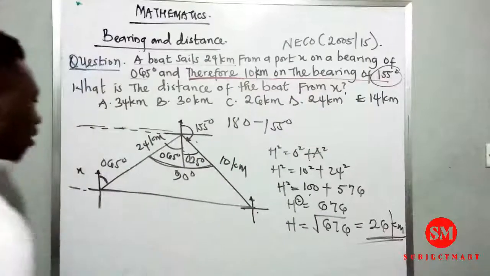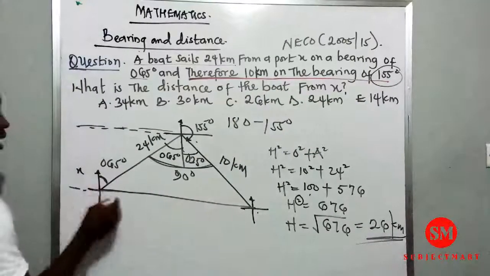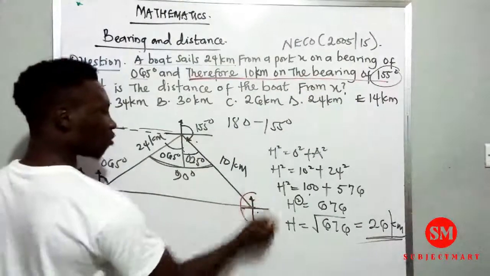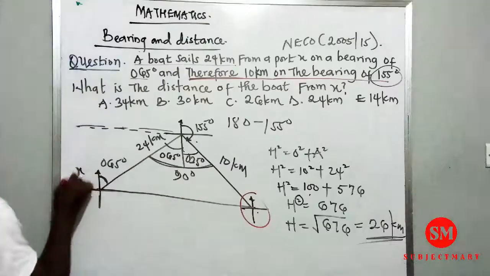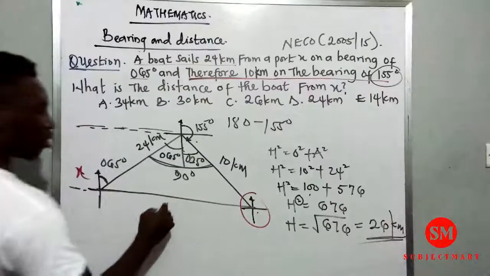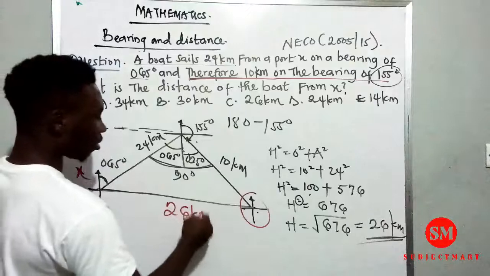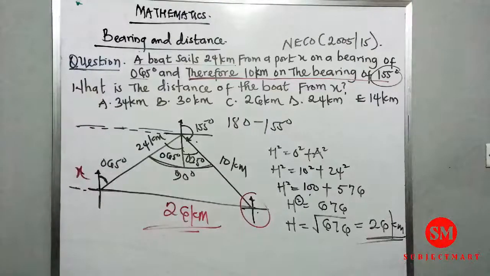So our final answer, the distance from the current position of the boat to X, which is the origin of the journey, is a distance of 26 kilometers. With that, we've come to the end of that particular question.